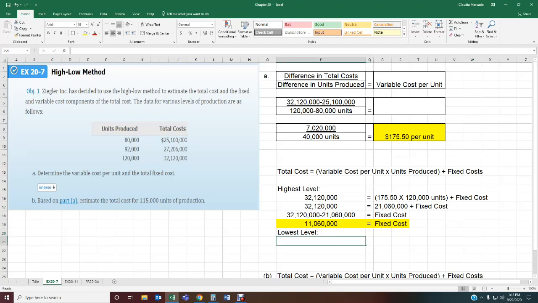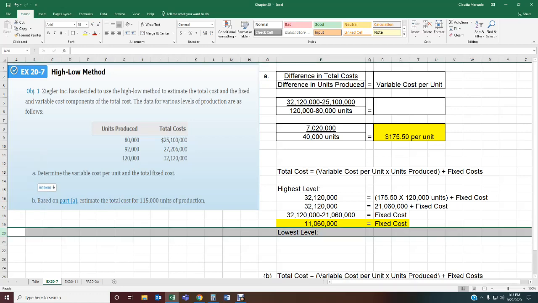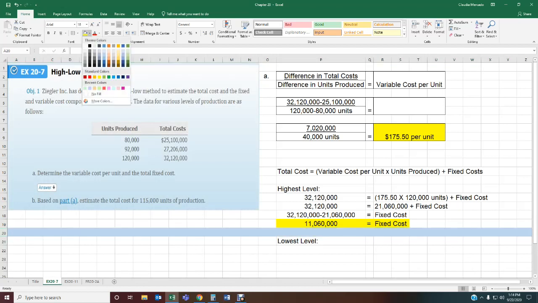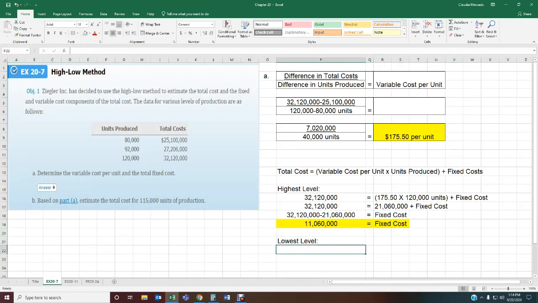We're going to do the same thing now for the lowest level. So for the lowest level, let me insert a new cell here. Now for my lowest level, my total cost is 25,100,000. Okay, I'm getting it from over here. That is going to equal. Okay, and once again, we're going to do the same formula. My variable cost is 175.50. I'm going to multiply it times the number of units. The number of units for my low is 80,000. And then I'm going to add my fixed cost.